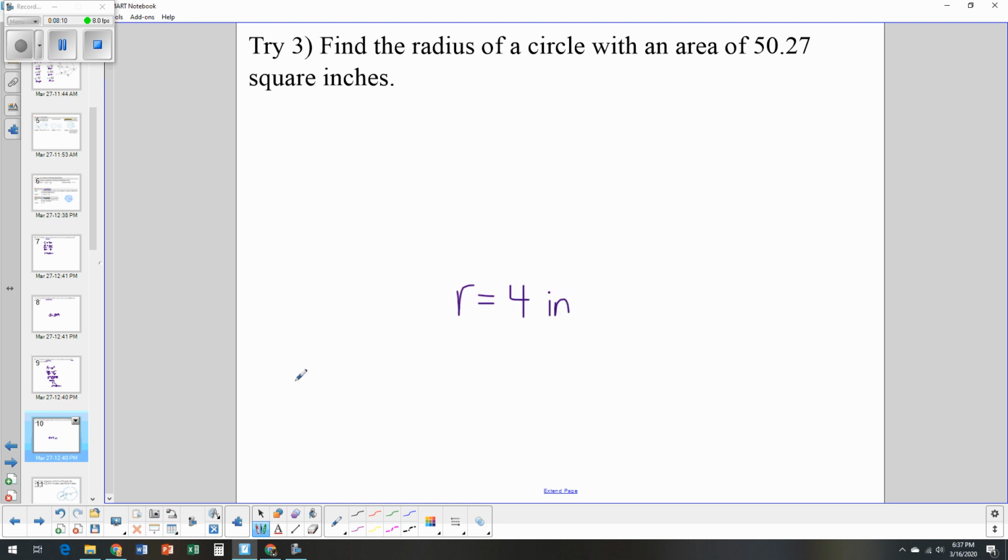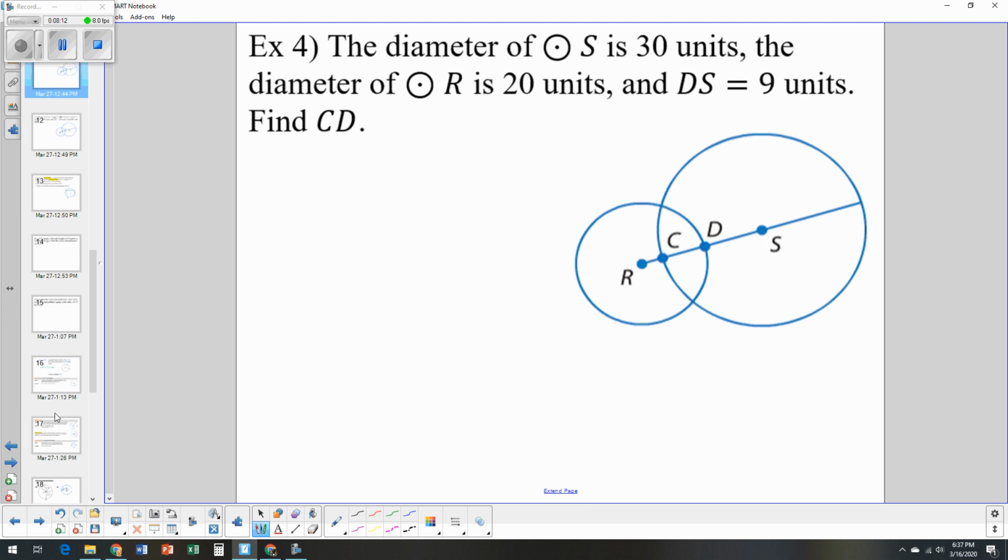All right. The next one's a little trickier. It does have a bit of a bigger diagram. They're telling us in this problem the diameter of circle S is 30 units. So right away, I know that each of the radii of circle S is 15. So that takes me here from point C to point S is 15, as well as S to the end.